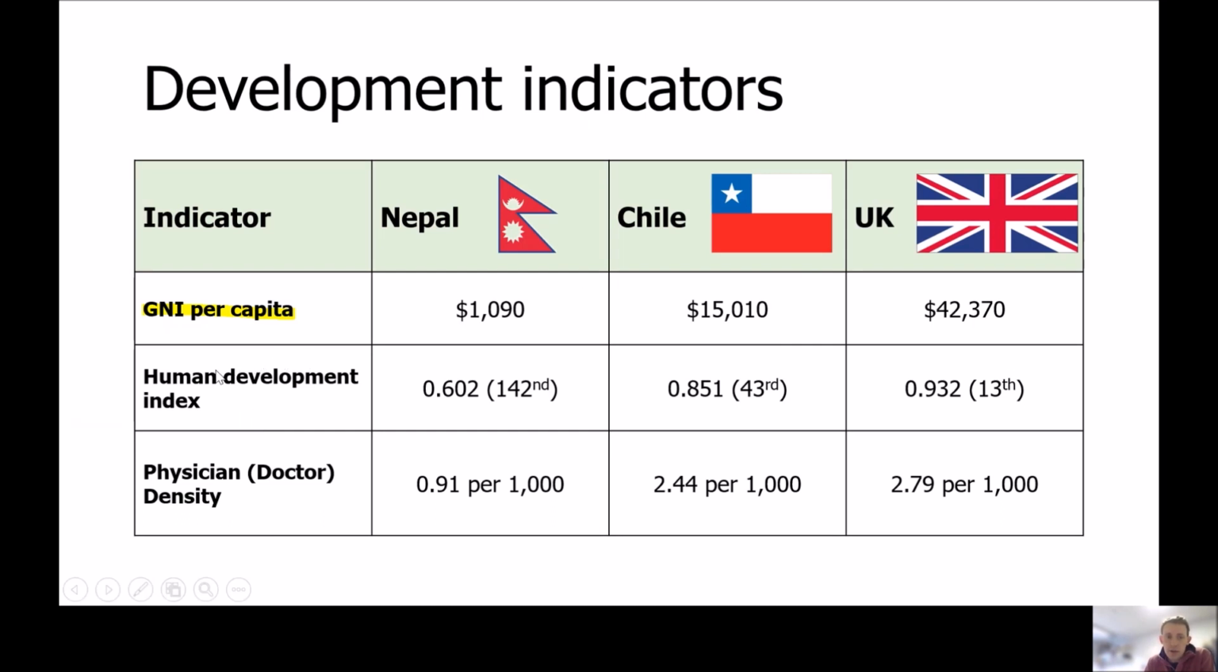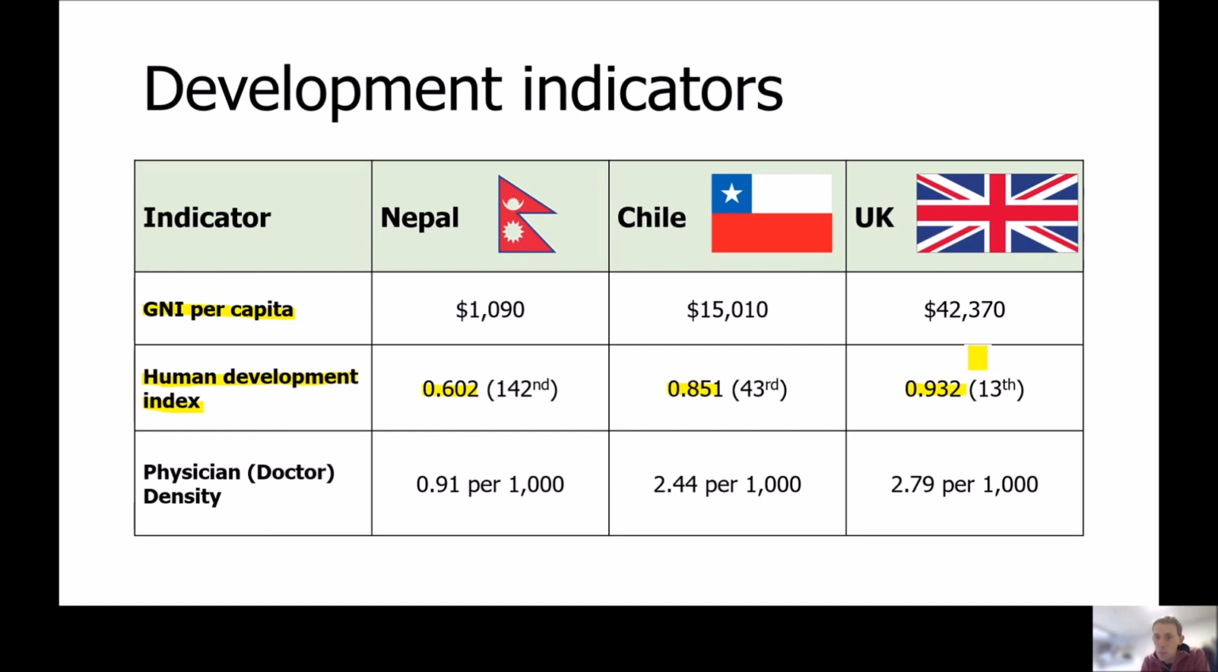This also then links a little bit if we look at the Human Development Index. Again, if you remember back to our topic about development, the Human Development Index is a combination of income, of life expectancy, and of numbers of years in school. And it uses quite a complex calculation to basically come up with a number between 0 and 1. And the closer to 1, the more developed the country is, and the closer to 0, the less developed the country is. So again, we can see how these countries compare. 0.6 in Nepal, 0.85 in Chile, and 0.93 in the UK.